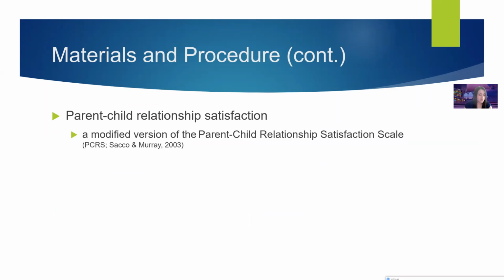Okay. Our survey also included a modified version of the parent-child relationship satisfaction scale. And this was modified to get parents to focus in on their oldest child. So for example, items on this scale such as "my current relationship with my child is strong," and "I currently feel like part of a team with my child," were modified to change "my child" to "my oldest child."